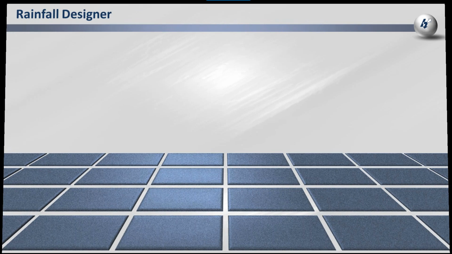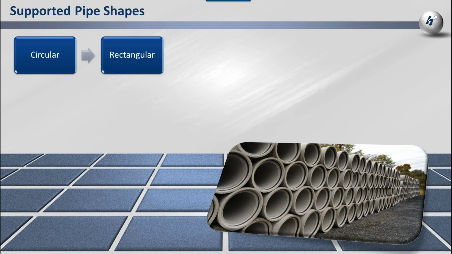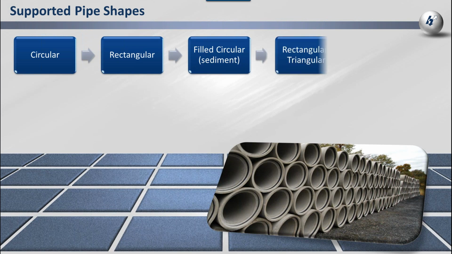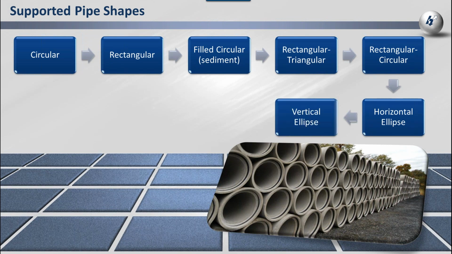Supported pipe shapes. What type of pipes does the software support? Well, we're going to start off with the very common circular. We're going to go with a rectangular, a filled circular, rectangular or triangular, rectangular, circular, horizontal ellipse, as well as vertical and semi-elliptical.